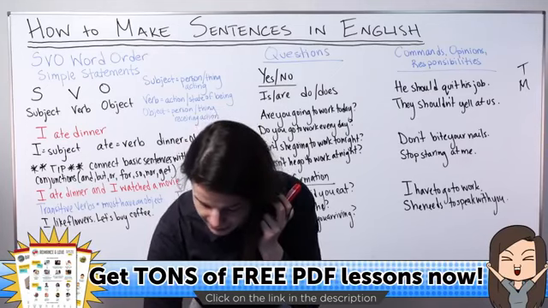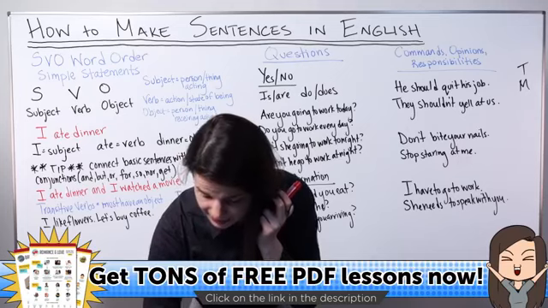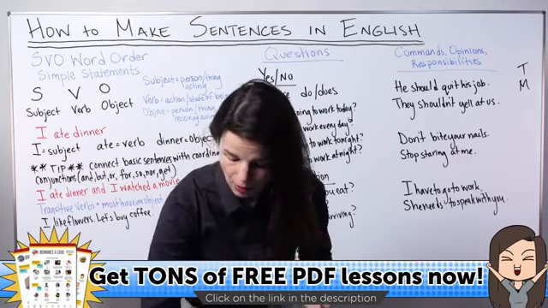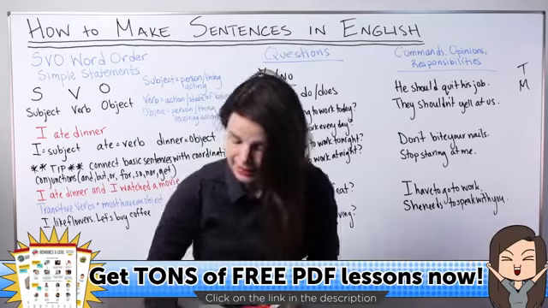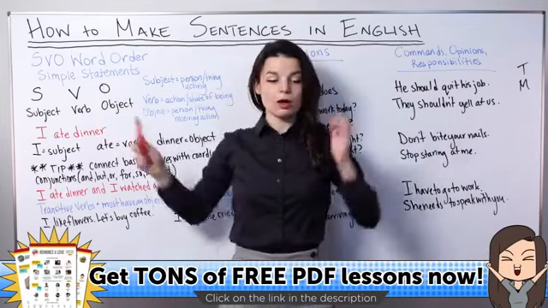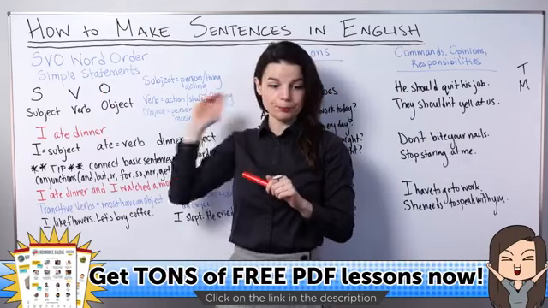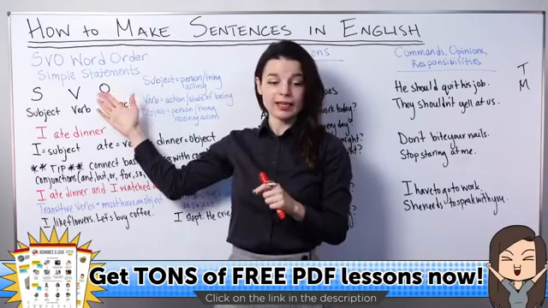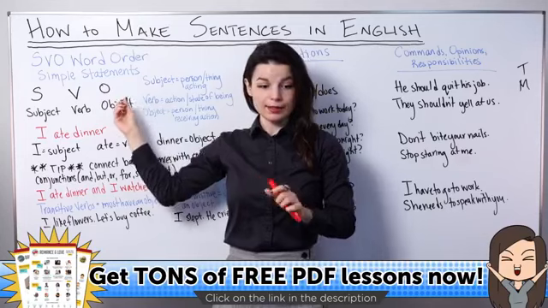Okay, so as I said, I want to begin today's lesson by talking about basic word order in English. So, English is what's called an SVO language, SVO word order. Here's where we're going to start. SVO for making simple statements.